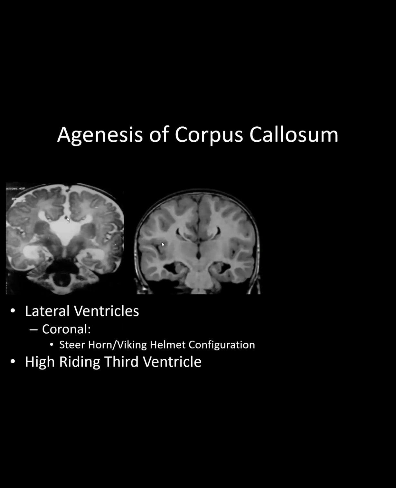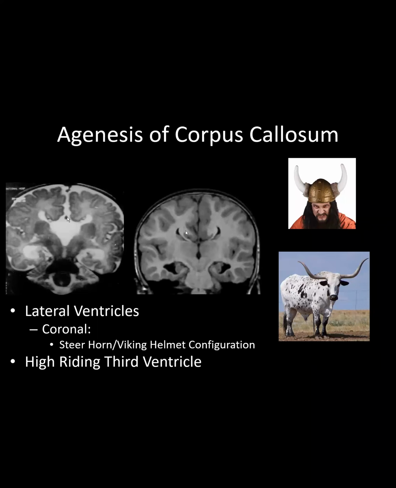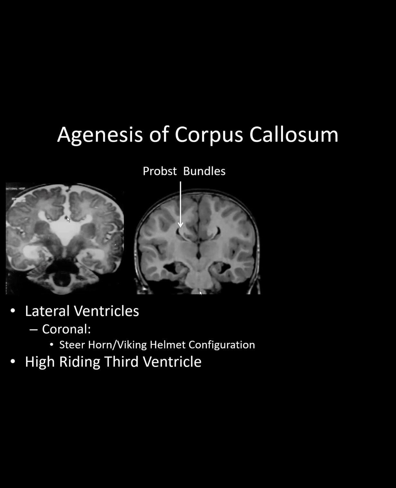More examples of the same thing. The interhemispheric fissure goes all the way down. There's no corpus callosum, so they communicate. The frontal horns on a coronal image are going to have a steer horn appearance or Viking helmet appearance. The white matter tracts that are meant to cross over are kind of bulging on each side and are called Probst bundles.